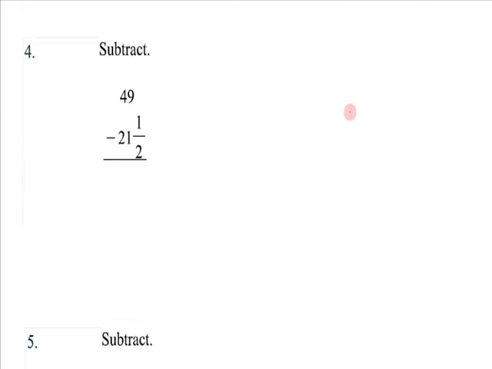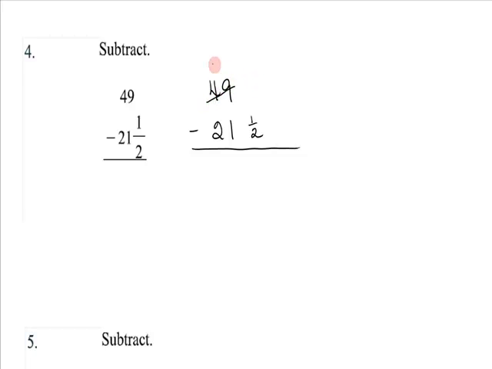All right, let's look at this one. I have 49 and no fraction, and I'm subtracting 21 and a half. 49, no fraction, subtracting 21 and 1/2. All right, I cannot take a half away from nothing, from 0.